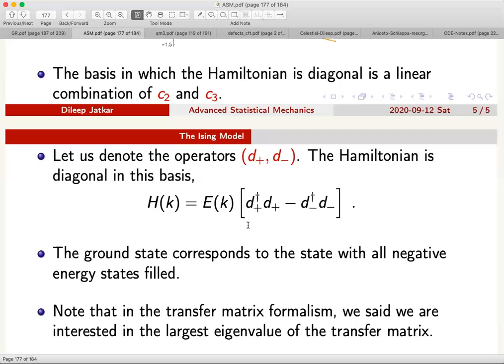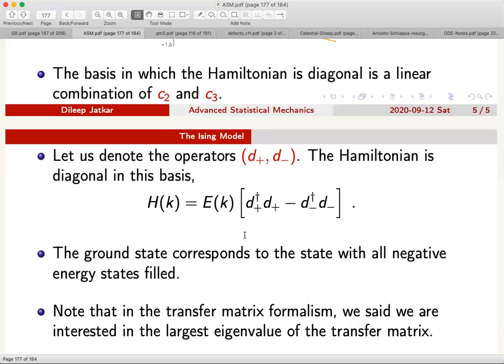Okay. So as I said, let's get back to the transfer matrix formalism. In this formalism, what we were interested in was to look for the largest eigenvalue of the transfer matrix. Which kind of sounds opposite of what we are trying to do in the Hamiltonian formalism, because in the Hamiltonian formulation, we are looking for the ground state of the Hamiltonian.